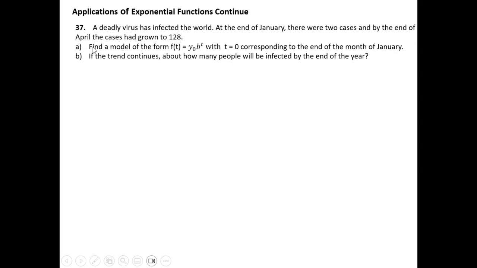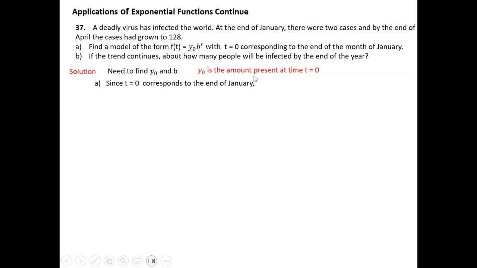Now, for the first part, we have to find the exponential function or model. For B part, it says if the trend continues, how many people will be infected by the end of the year? Okay, so let's see what we got here. We need to find y naught and b, right? When we find y naught and b, we found our function. So y naught is the amount present at the time equals 0. Remember the previous slide where I said when x equals 0, which now is going to be t, whatever the y naught is, that's the initial value. So in this case, the initial value was 2, because there were two cases by the end of January.